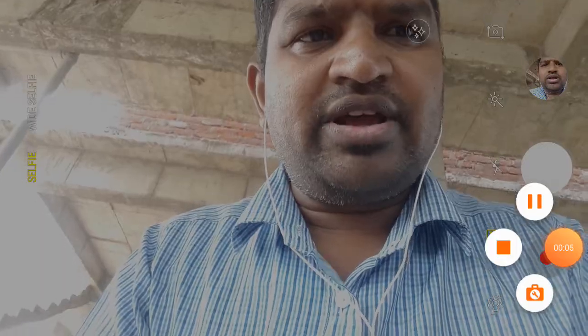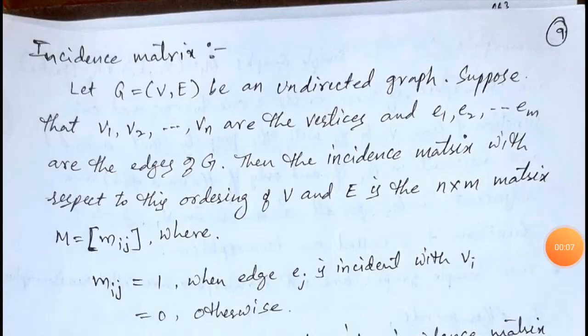Friends, now we will see incidence matrix in page number 9. Observe the page number 9. Now dear students, observe this page number 9, incidence matrix. First look into the definition.